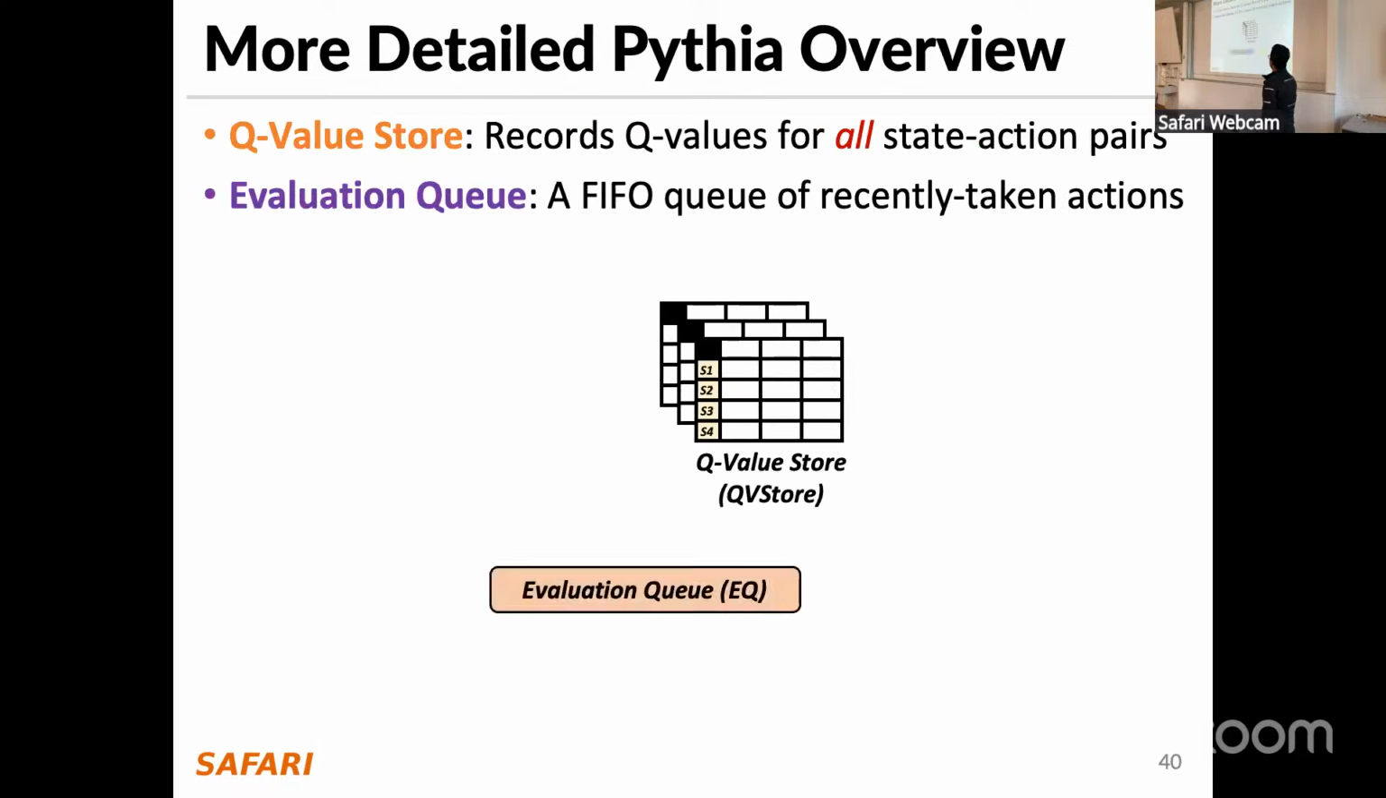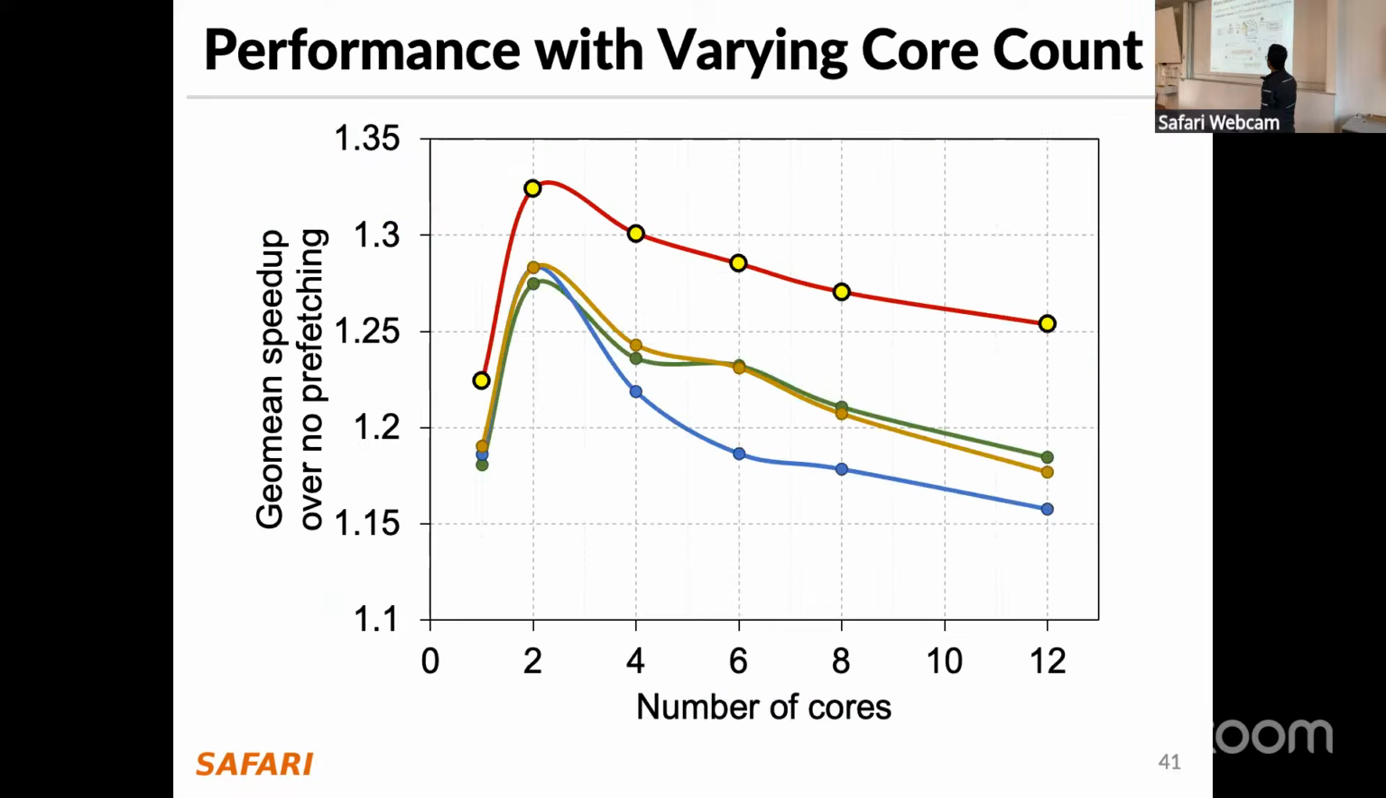Okay, so I'm not going to go through this in much detail, that's probably too much. So let's go to some evaluation numbers. This is what we evaluated Pythia with. On the x-axis you have the number of cores, on the y-axis you have the geometric speedup, so a higher number is better. This is what the previous prefetchers look like, these three lines, and this is what Pythia is.